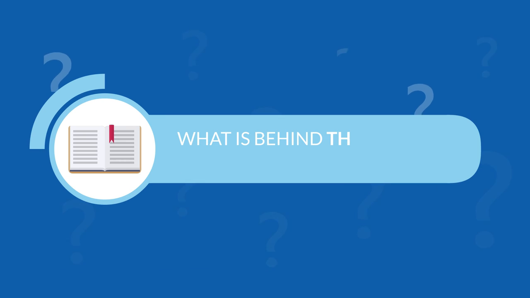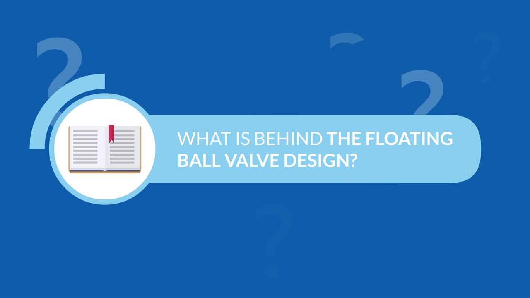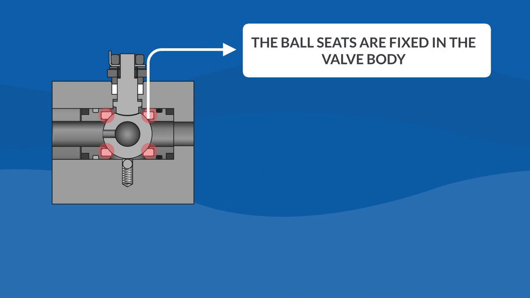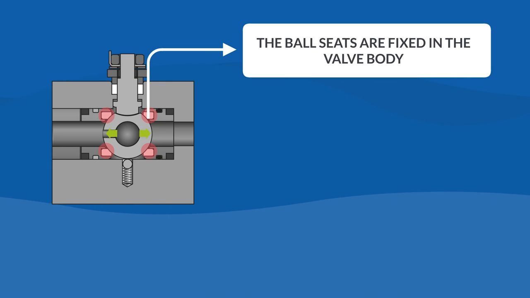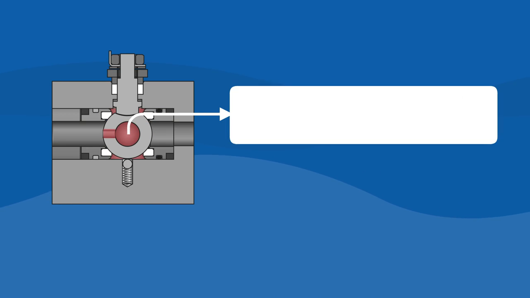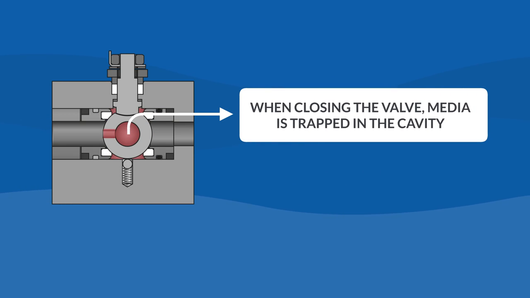However, what is behind the floating ball valve design? The ball seats are fixed in the valve body, and in the closed position, a lateral movement of the ball is possible. When closing the valve, media is trapped in the cavity.